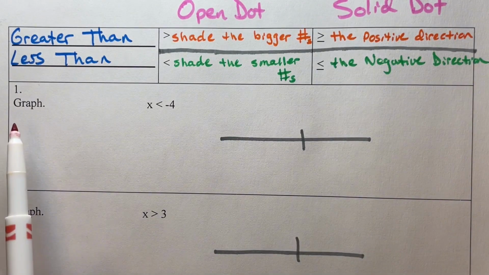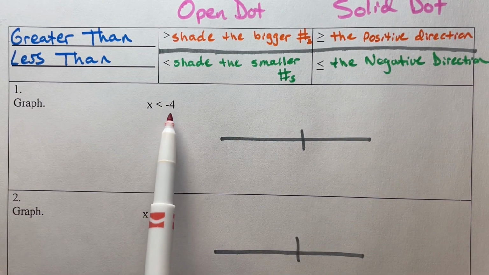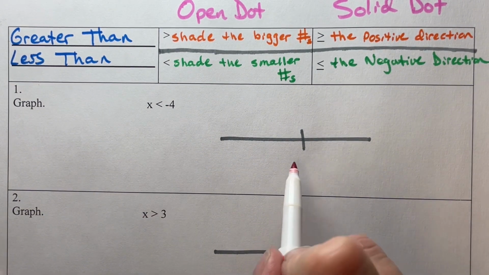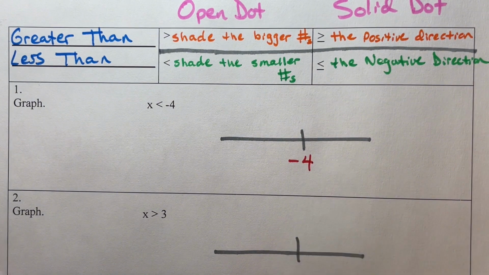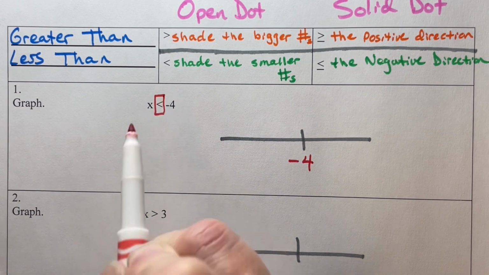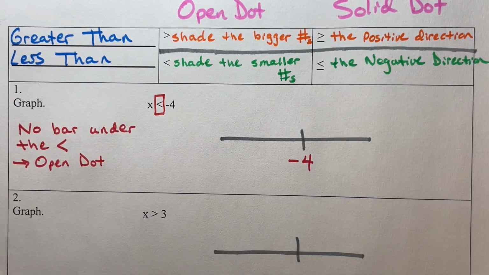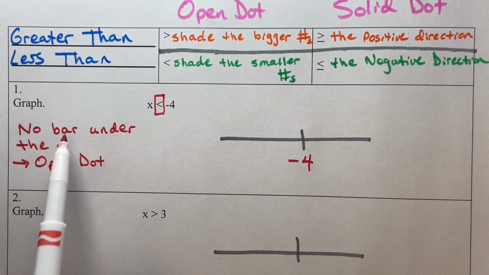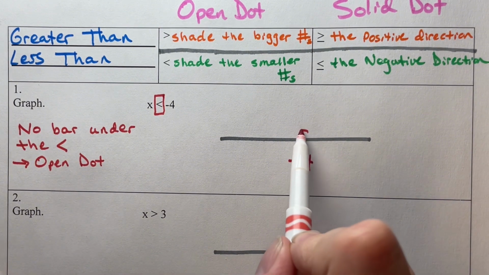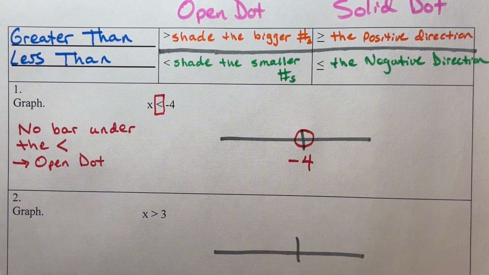Example 1, we are going to graph x less than -4. -4 is our point of interest. So that's the point that we're going to be looking at specifically. Now we have to discuss what is happening with our symbol. The first thing that we see is that there is no bar underneath our symbol. And that tells us as a result that this is going to be an open dot here at our point of interest, that being -4.